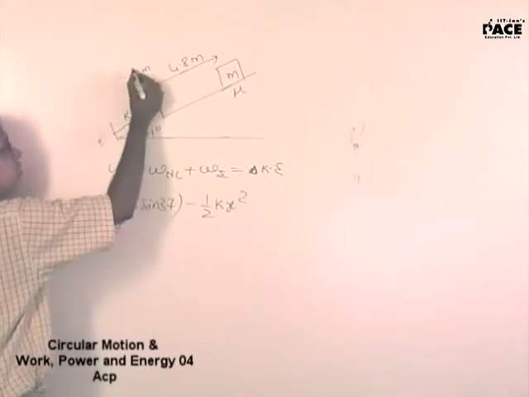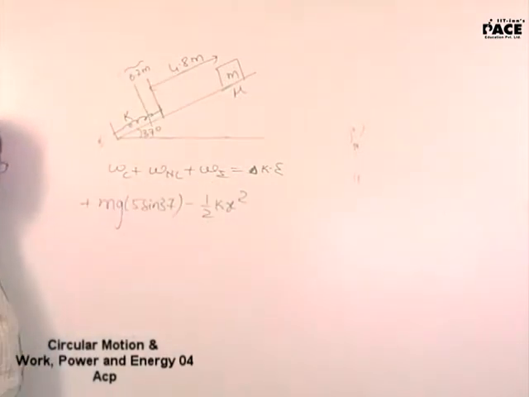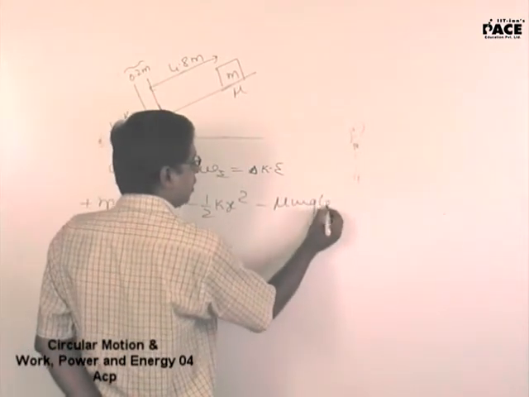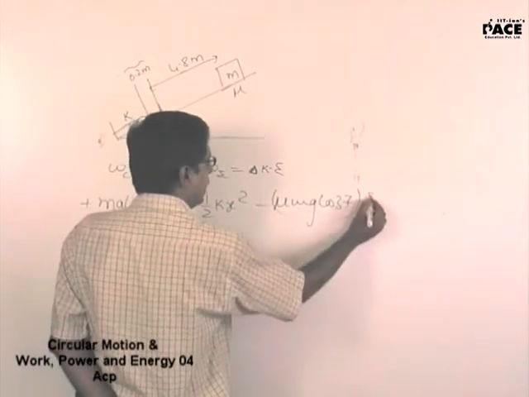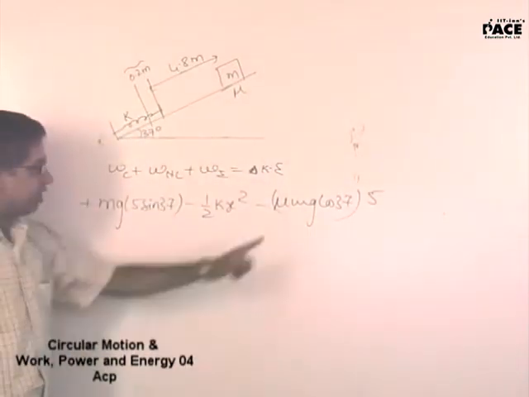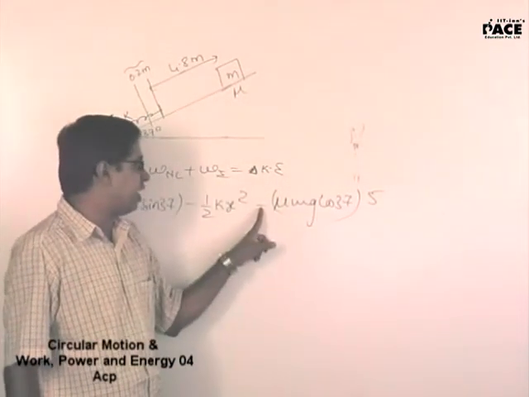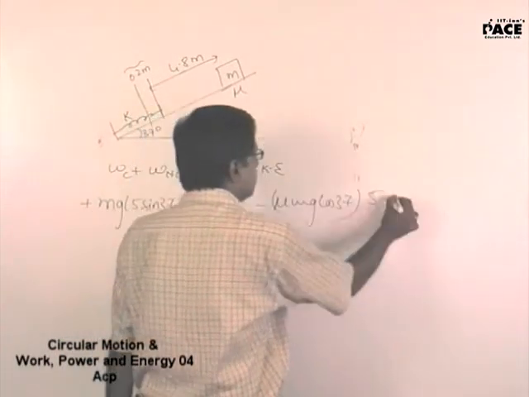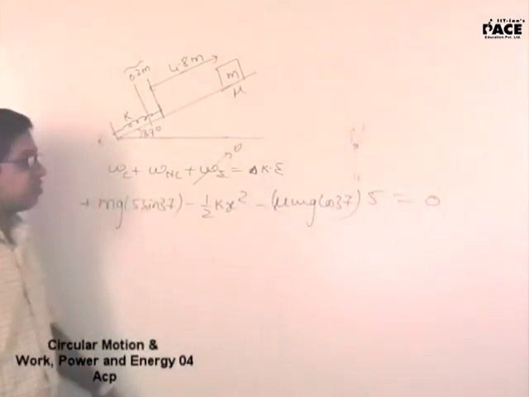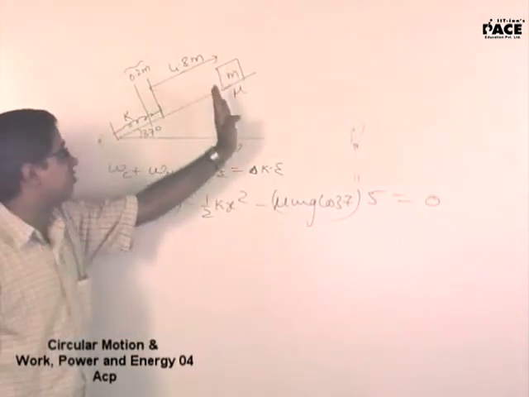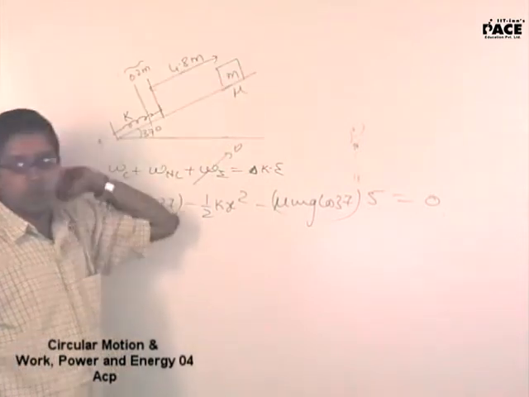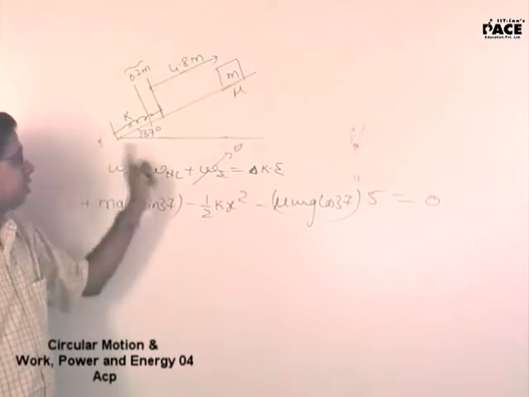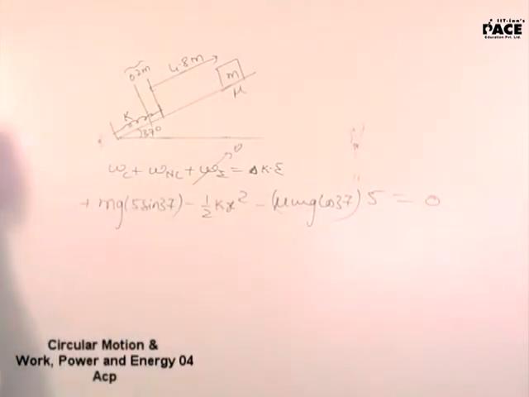Now x value is 0.2. Work done by non-conservative force is minus mu mg cos 37 into displacement, which is 5. Now frictional force and displacement are in opposite direction, hence I preceded it with a negative sign. External force is 0, change in kinetic energy is 0. Initial kinetic energy, external force is normal force. Normal force is perpendicular to the displacement. If normal force is perpendicular to the displacement, that is mu mg cos 37 into 5.